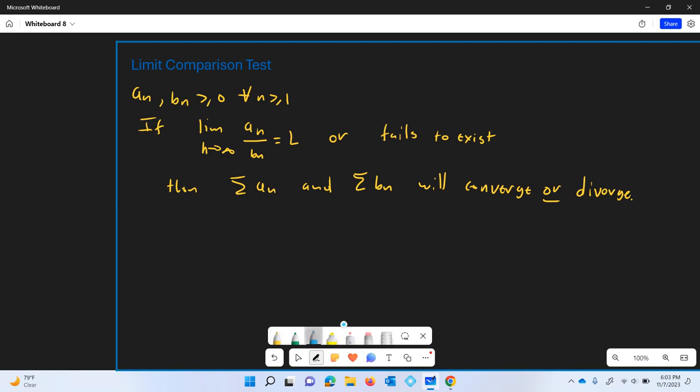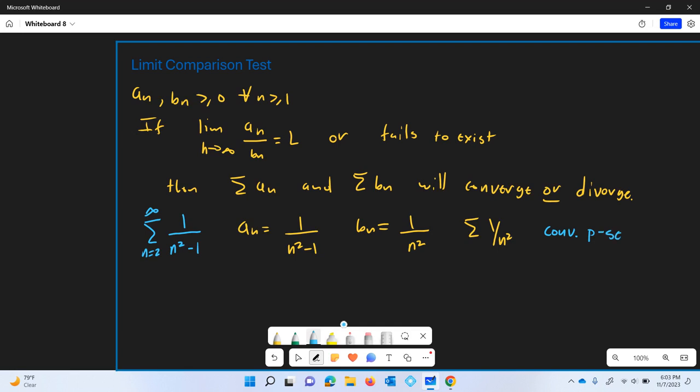If you watched the previous video about the direct comparison test, you might have seen the series of 1 over n squared minus 1, from n equals 2 to infinity. What is a_n? a_n is 1 over n squared minus 1. Then b_n would be something comparable, like 1 over n squared. What do we know about 1 over n squared? It's a converging p-series.